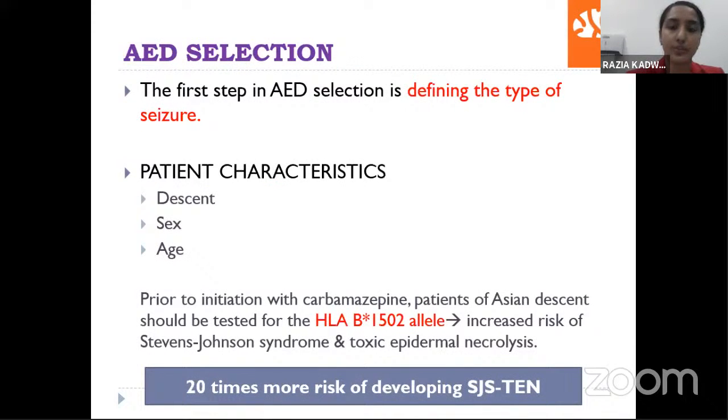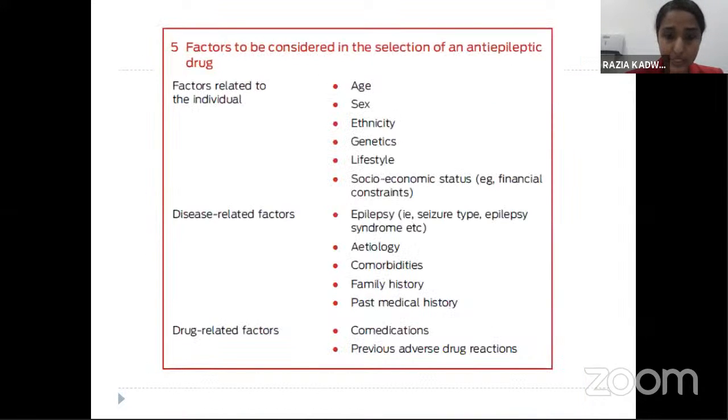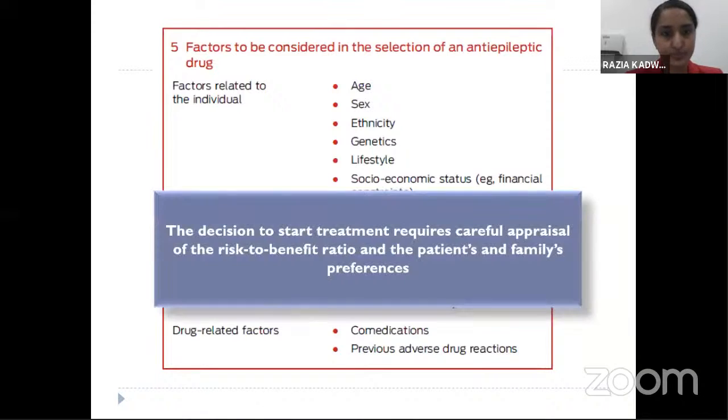So when you start any drug, always take into consideration the ethnic descent, age, sex, and other comorbidities of the patient. For example, if you want to start carbamazepine and you know the patient is of Asian descent, then it's always prudent to test the patient for HLA-B*1502 allele because they are at a higher risk of developing Stevens-Johnson syndrome if you start them on carbamazepine. You should also ask about family history and past medical history, ask about previous co-medications, or if a patient has had previous drug reactions before.